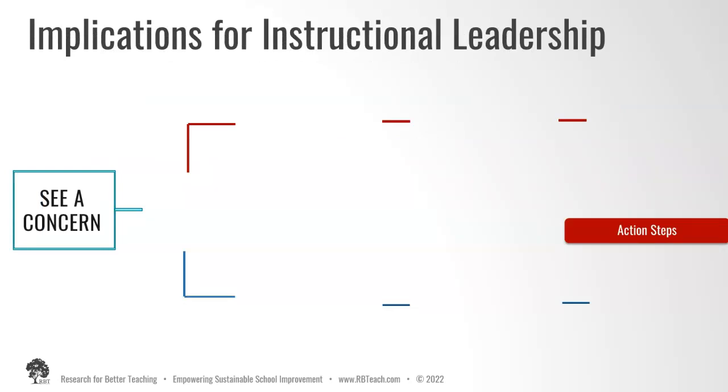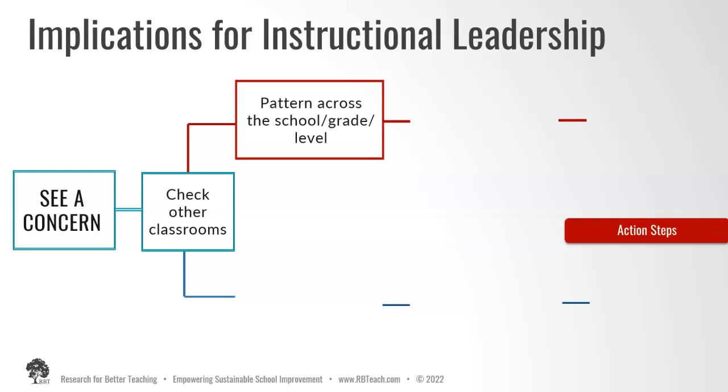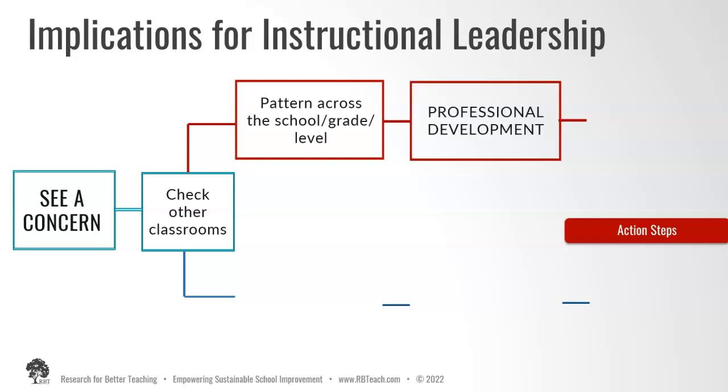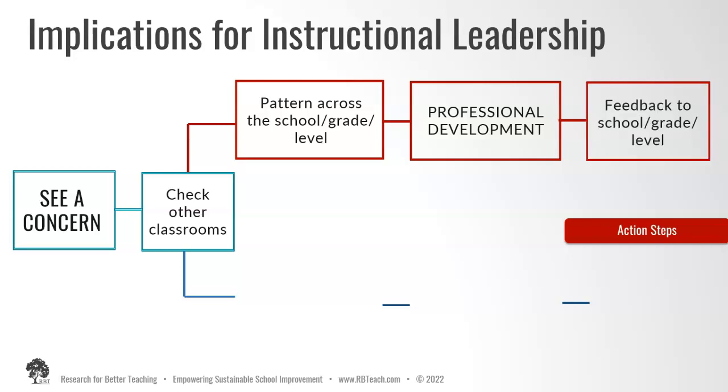The bottom line is this: when you see a problem in planning, so you see a concern, you go out and about, you walk around, you check other classrooms. If you notice a pattern across the school or grade level, that's an indication that you need some professional development. So suppose the teachers in your building simply are posting the objective and they're not revisiting it. They're not putting it in student-friendly language. And it's not just one classroom, it's a lot of classrooms. So this would drive professional development, and everybody in the school would get feedback on that.